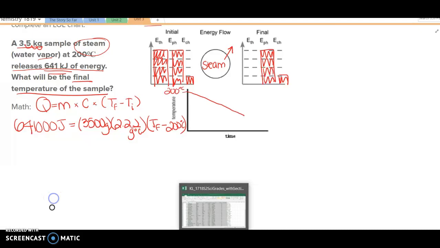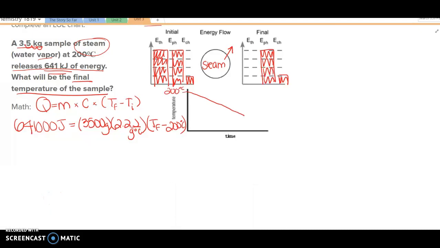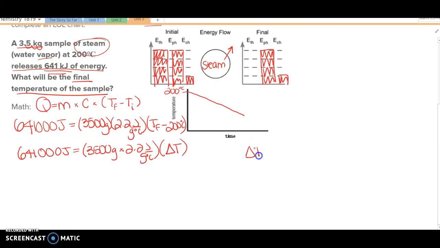In order to make the math a little bit easier on us, what we can do is simplify the equation to be 641,000 joules equals 3,500 grams times 2.2 joules per gram degree Celsius. And instead of having to deal with this order of operations, we can just call this delta T and solve for that first, because we know delta T is equal to T final minus T initial. So we can solve that later.